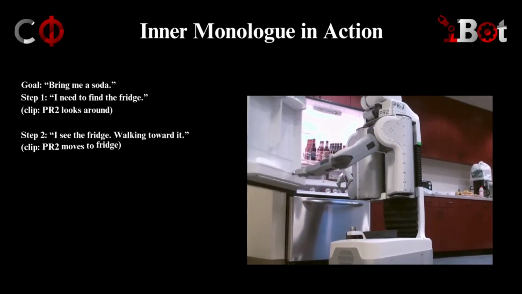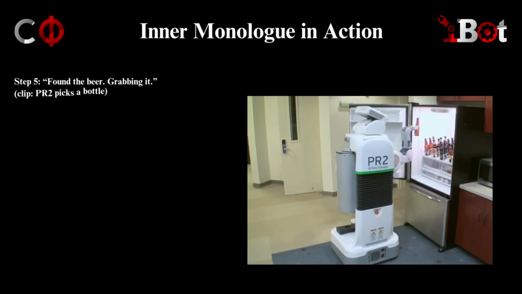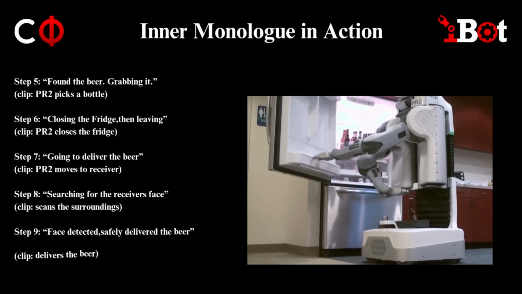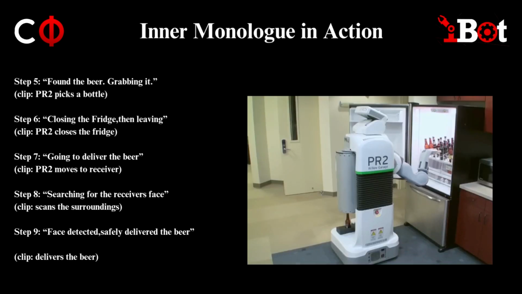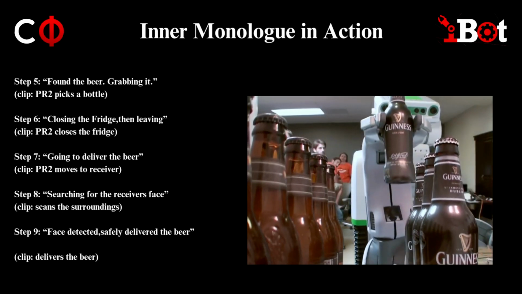Here, the robot reasons step by step, exactly like our inner monologue pipeline. At each step, the model thinks, I see the fridge is closed, scanning the beer bottle, etc. Acts and proceeds.